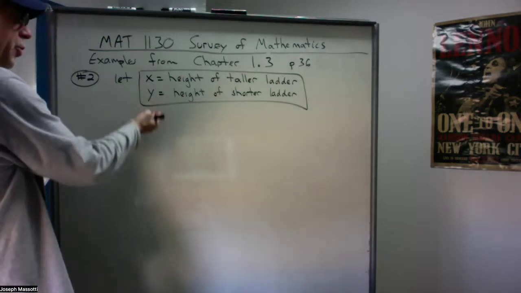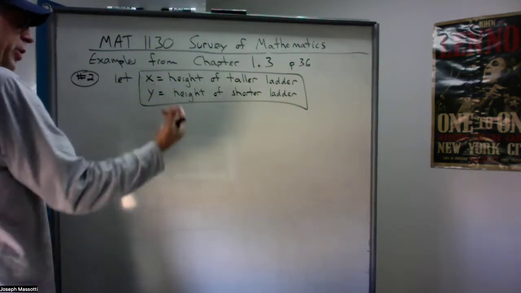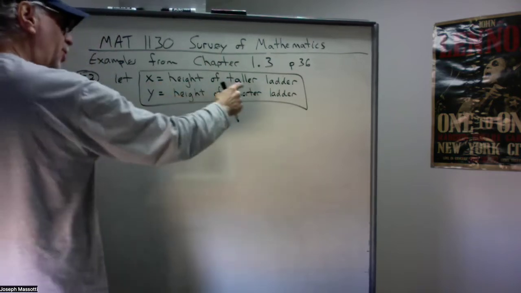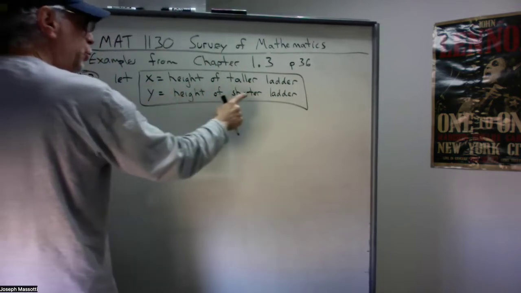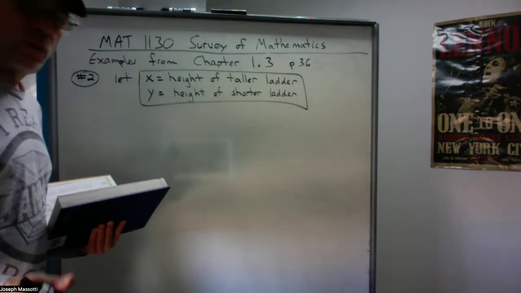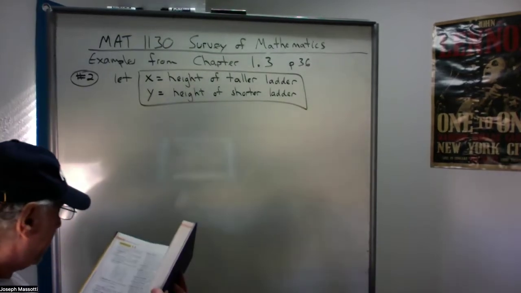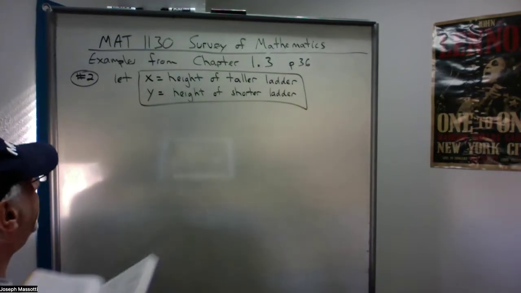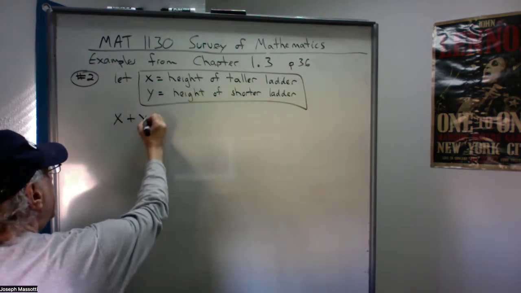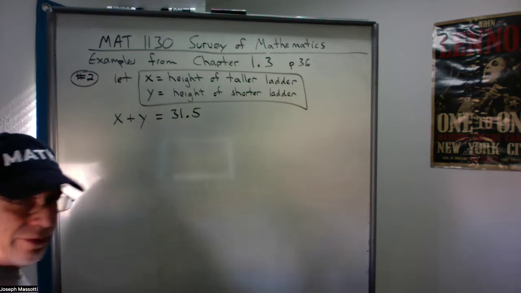So first thing, label your unknowns, right? The question is, what is the height of the two ladders? We know one is taller than the other. So give one letter to the taller ladder, and one letter to the shorter ladder. Right? And then use the given information to form equations involving those variables. So the first sentence says their combined height is 31.5 feet. So we can form an equation that says x plus y equals 31.5 feet.